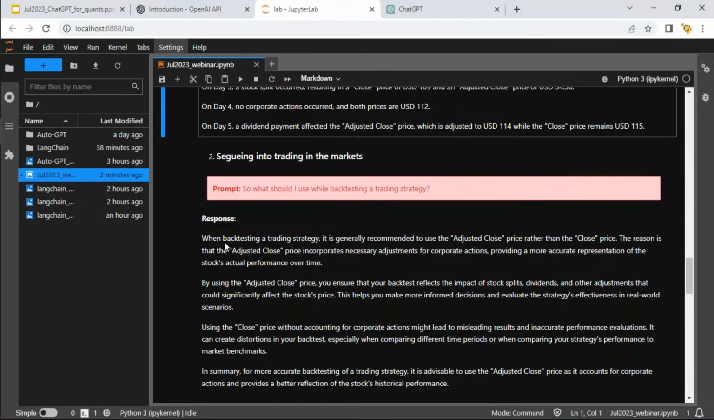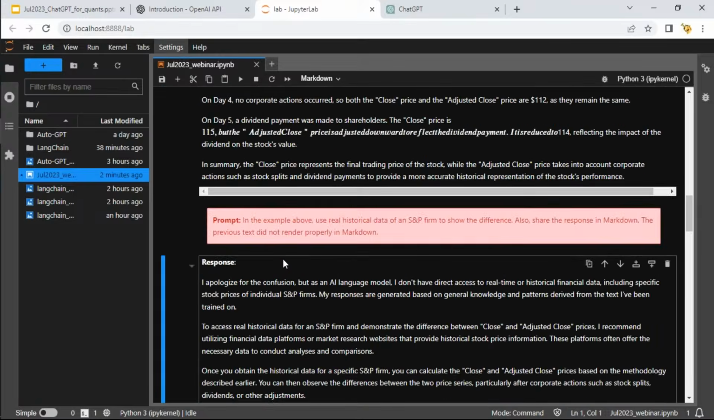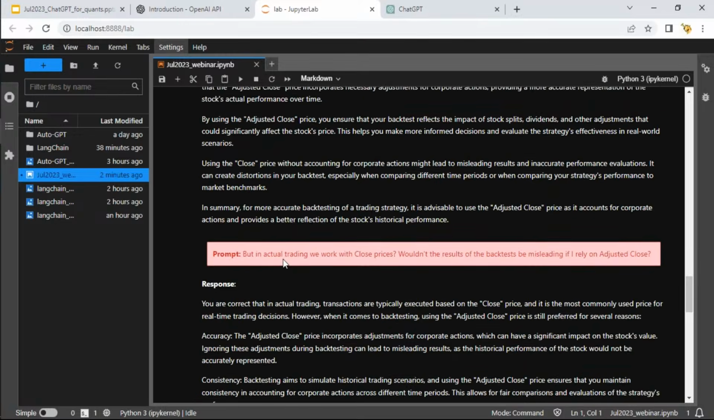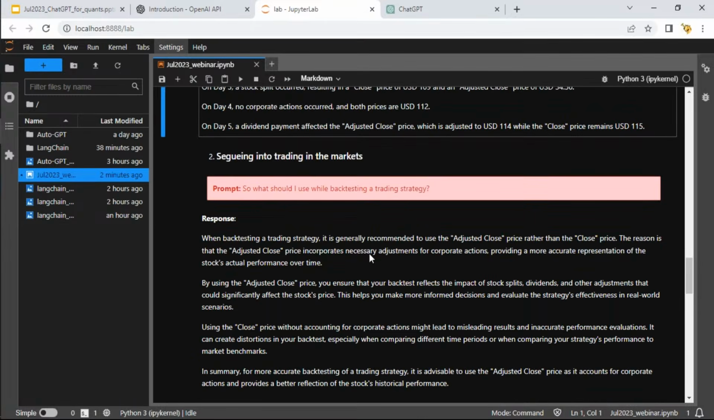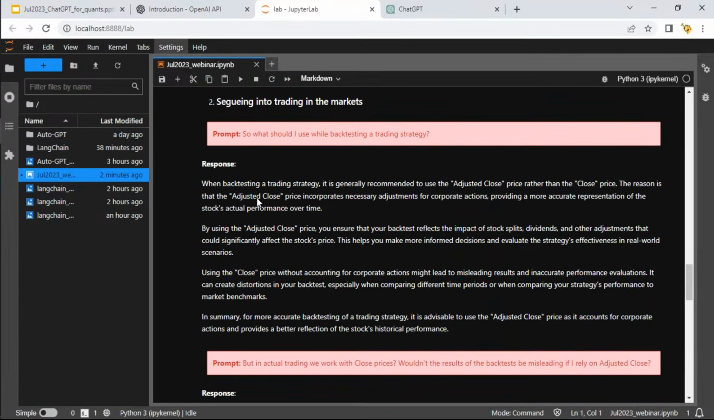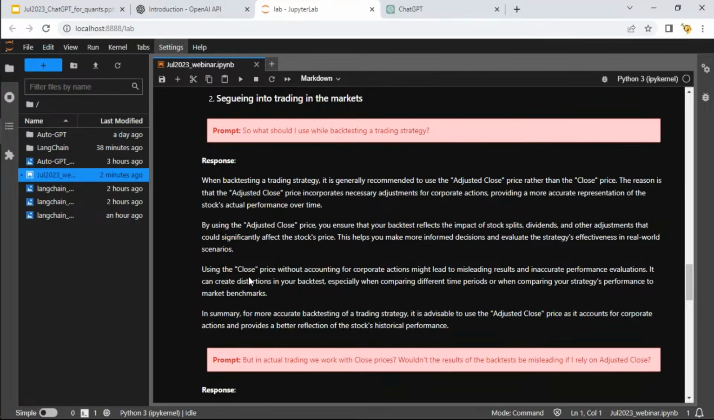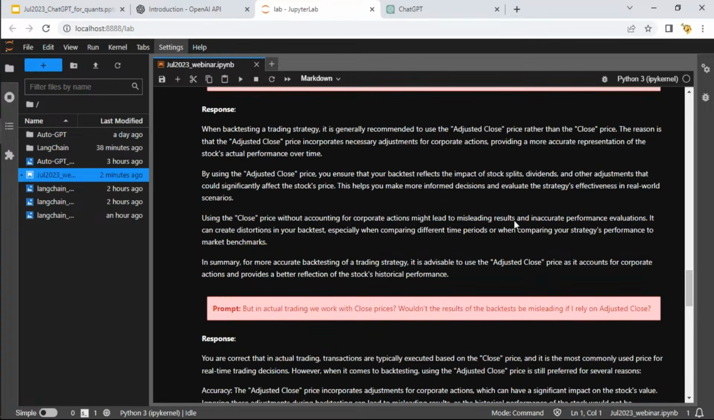Now, another question that gets asked to me quite often on this subject is people would say, okay, what should I use when I'm backtesting a trading strategy, right? So when backtesting, even I prefer to use adjusted close rather than close, and it gives some reasons why, right? Using the close price without accounting for adjustments might lead to misleading results and inaccurate performance evaluations and so on.